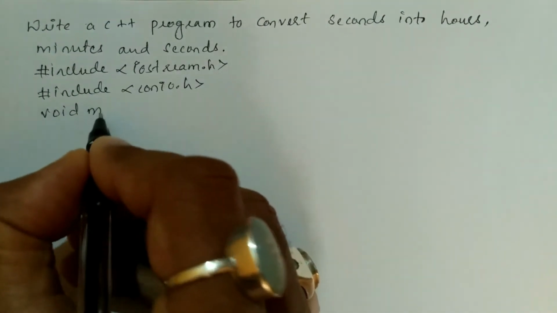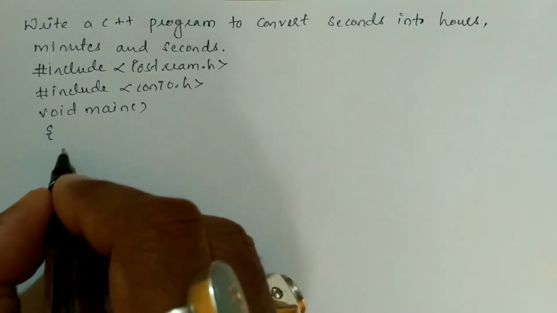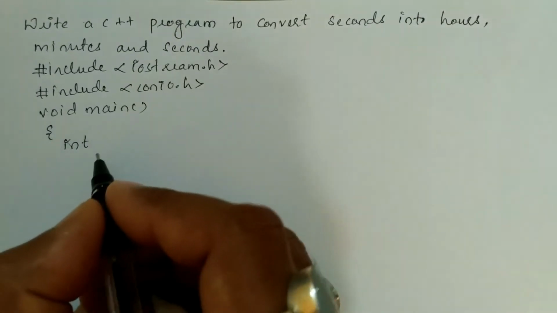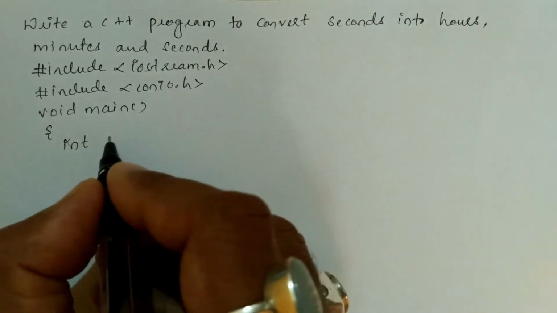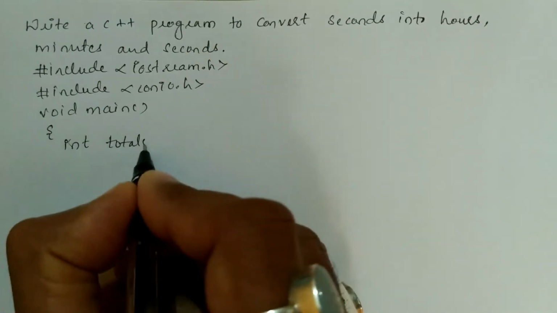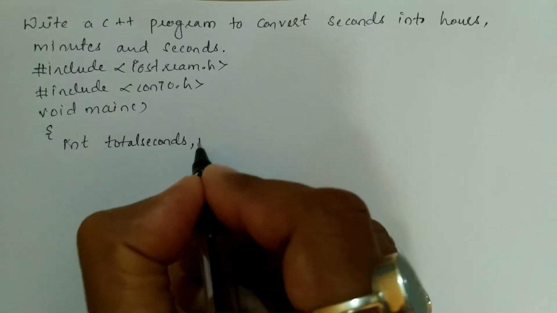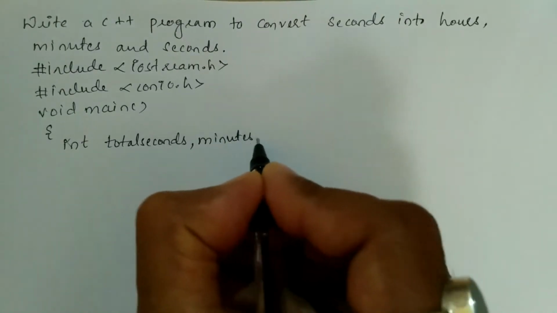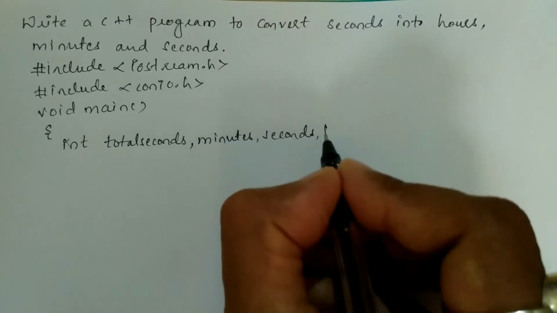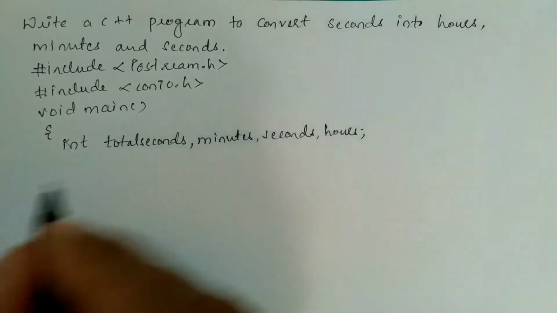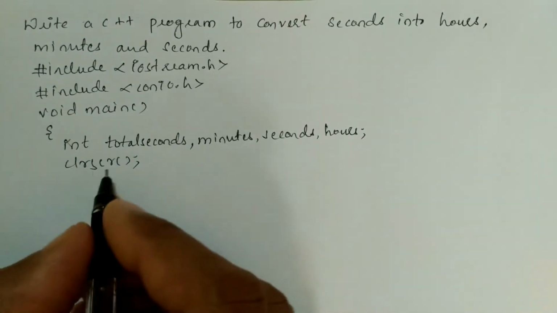Now we are going to write void main function, curly open brace, and here in the declaration section I'm going to declare all the necessary variables that are to be used in the program with the data type int. Here I'm going to write total seconds without any space in between, comma, minutes, the next variable, and the next one is seconds, and then hours, and put semicolon. Now I'm going to write clrscr function, which is used to clear the screen.